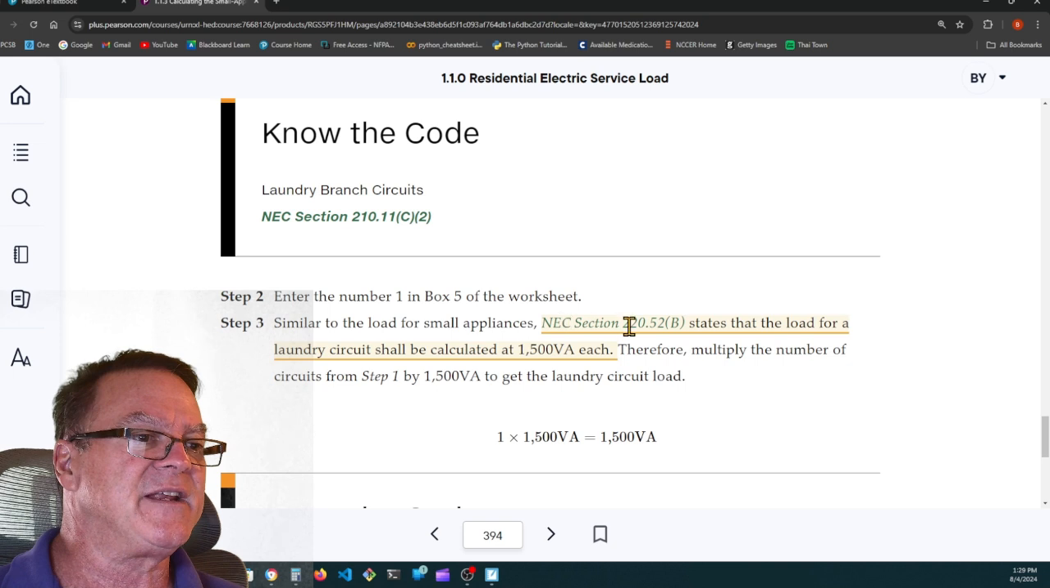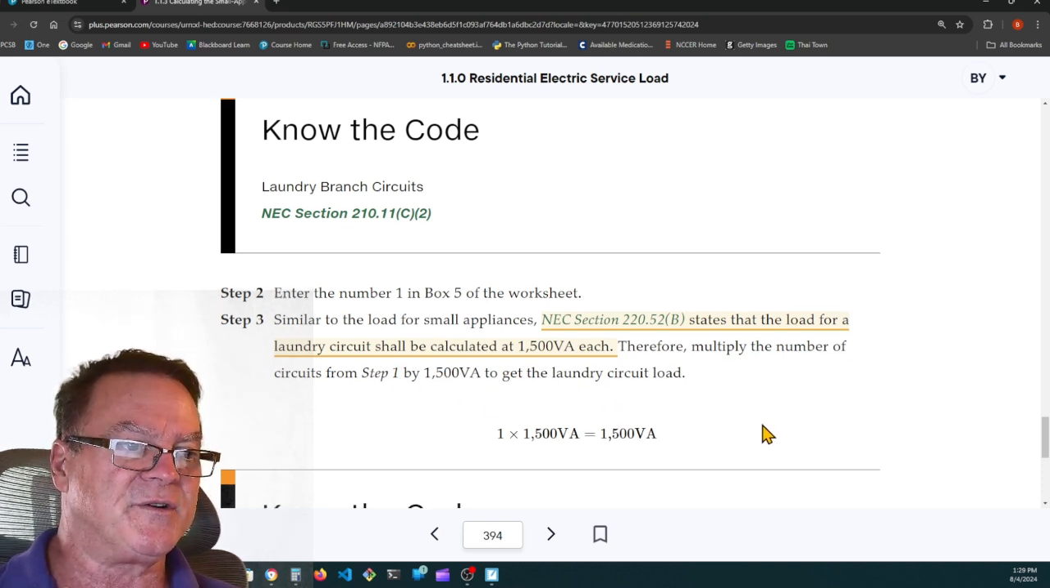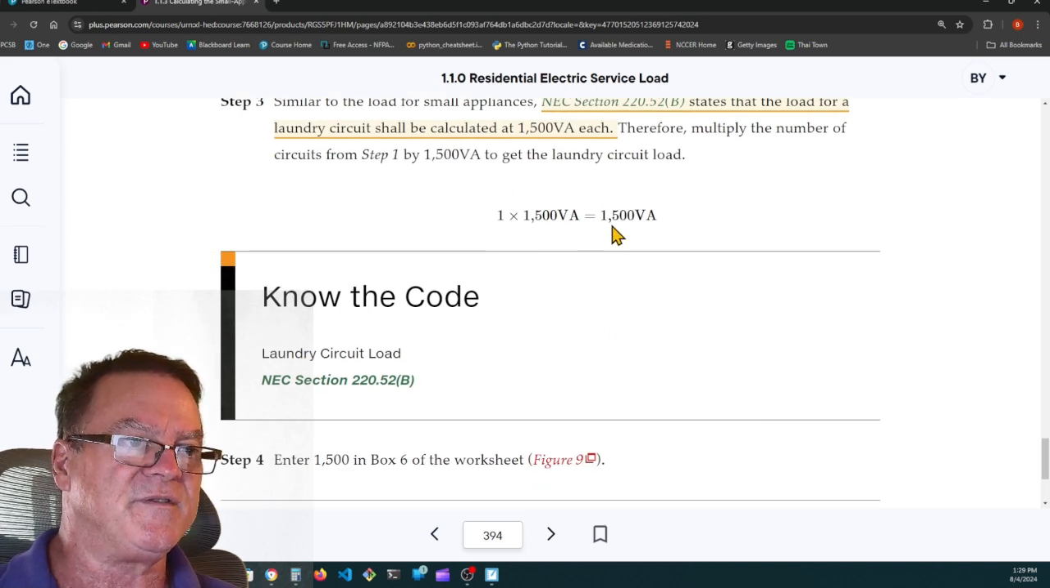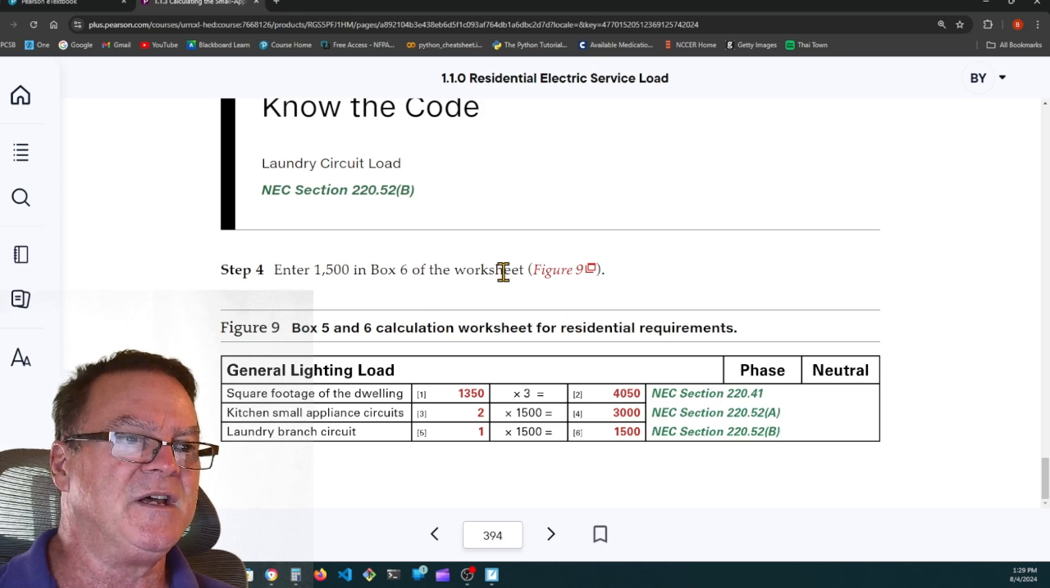Here's a highlight. It says NEC section 220.52B states that the load for a laundry circuit shall be calculated at 1500 volt amps. Therefore, multiply the number of circuits from step 1 by 1500 volt amps to get the laundry circuit load. 1 times 1500 volt amps is 1500 volt amps. Enter 1500 in box 6 of the worksheet. All right.